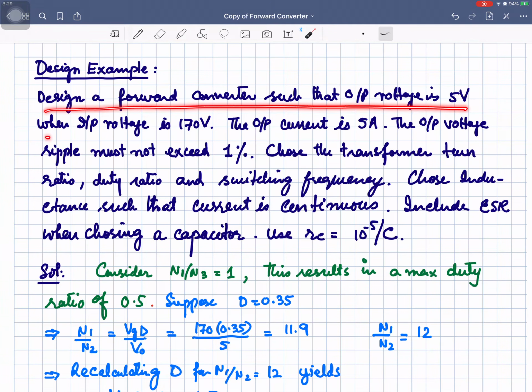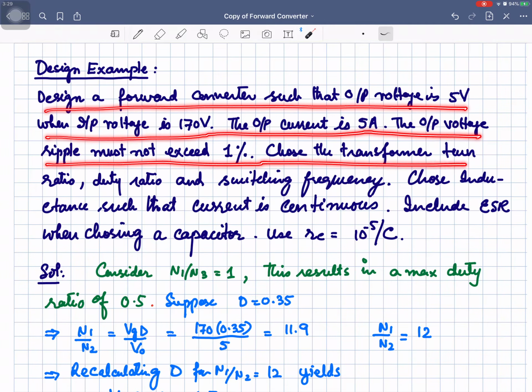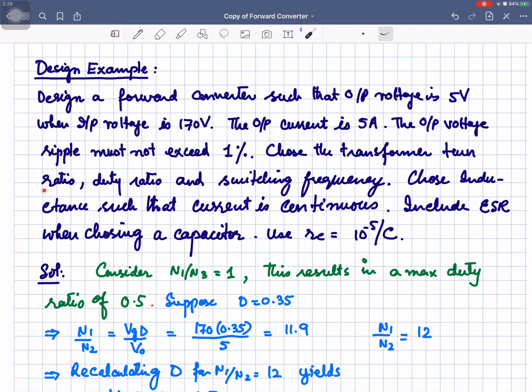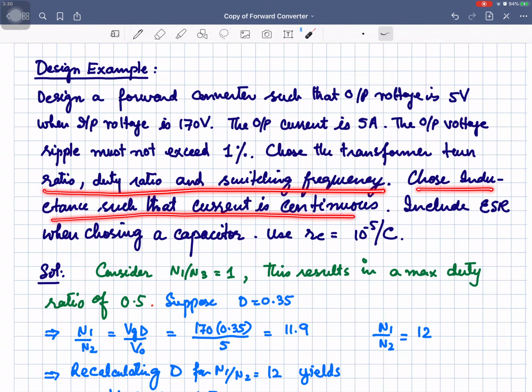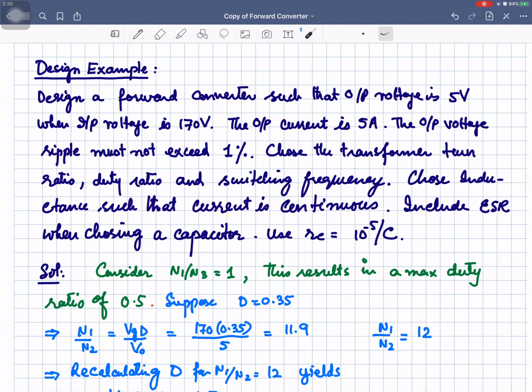Okay, now let's look at this design example. We are supposed to design a forward converter such that the output voltage is 5 volt and the input voltage is 170 volt. Output current is 5 ampere. Output voltage ripple must not exceed 1%. Choose the transformer turn ratio, duty ratio and switching frequency. Choose inductance such that the current is continuous, and include the ESR, equivalent series resistance of the capacitor, by considering RC equal to 10 raised to the power minus 5 per value of the capacitance.